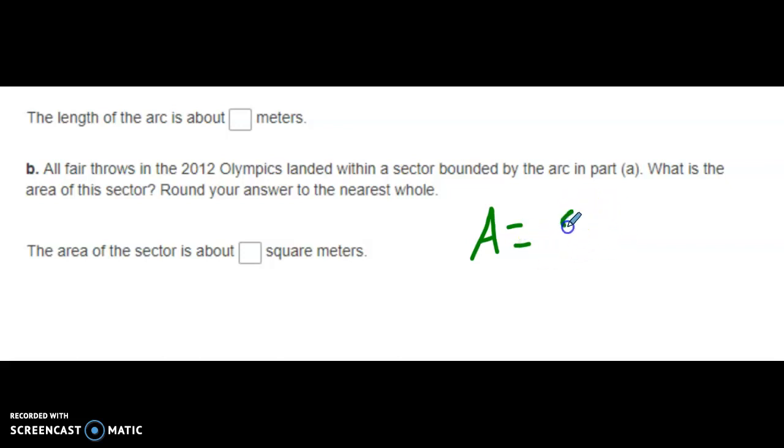Since it's given in degrees, we're going to use the area formula that has degrees, which is theta over 360. You'll put in the angle right here for theta, and then pi and r squared. And r squared is given in the original problem. So you just plug those in your calculator and find the answers.